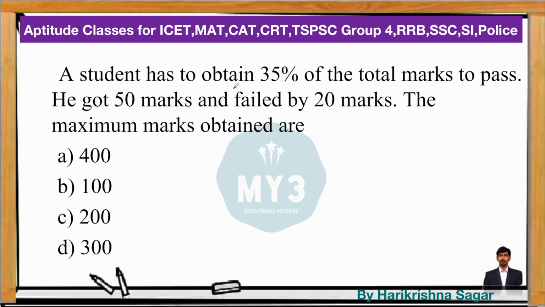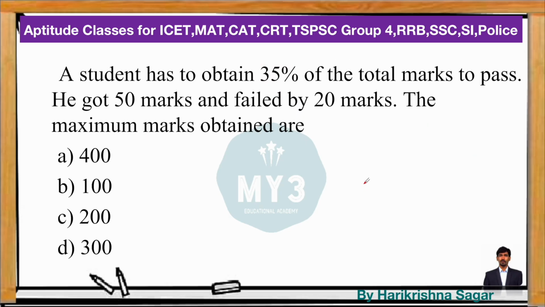A student has to obtain 35% of the total marks to pass. He got 50 marks and failed by 20 marks. The maximum marks obtained are. To solve this, you are able to see that a student needs to secure 35% of the total marks. What is meant by percentage? The name itself is indicating percent, divided by 100. 35% means 35 marks he needs to get out of 100 marks. That is the meaning of this 35% to pass. He got 50 marks and failed by 20 marks. What is the maximum marks in that examination is the question.